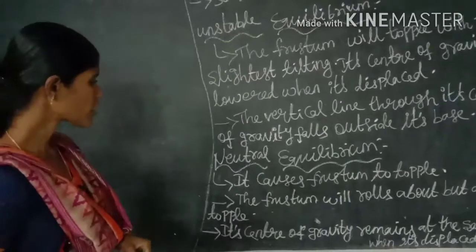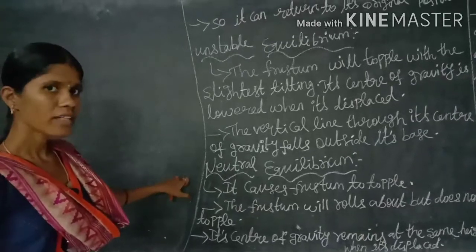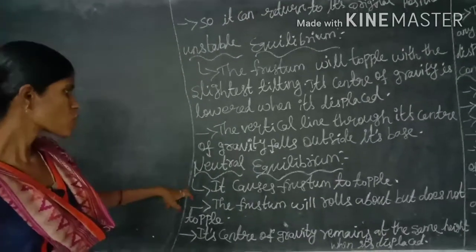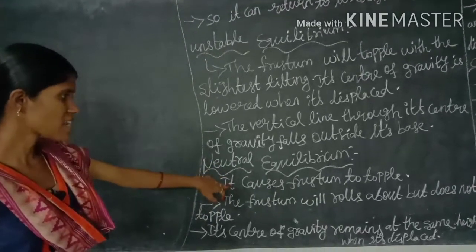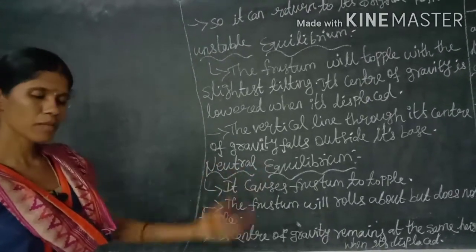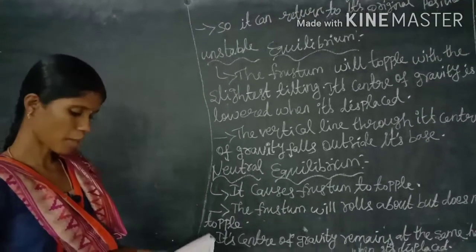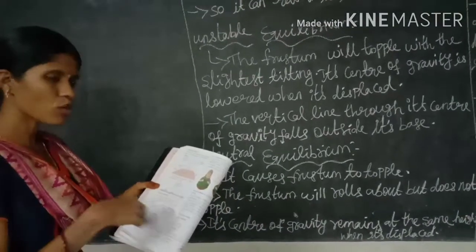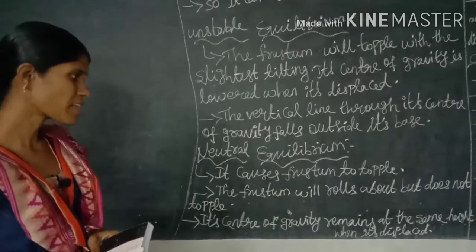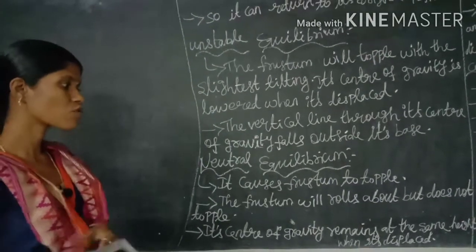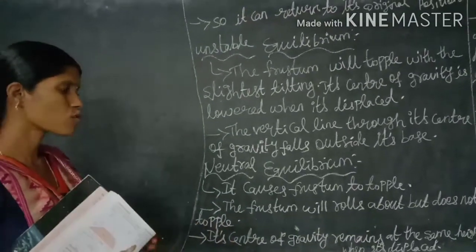The third one is neutral equilibrium. In this case the equilibrium is neutral; there is no change in the equilibrium. It causes the beaker to topple, meaning to overturn. The frustum will roll about and does not topple. Rolls about means it keeps rolling along. Its center of gravity remains at the same height when it is displaced. Before displacement, however it was, the same state continues throughout the process.